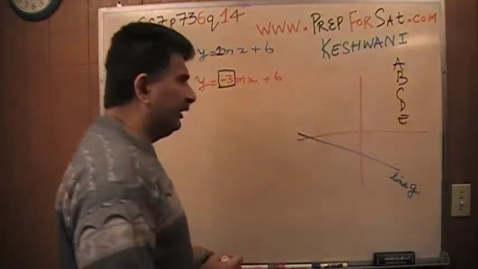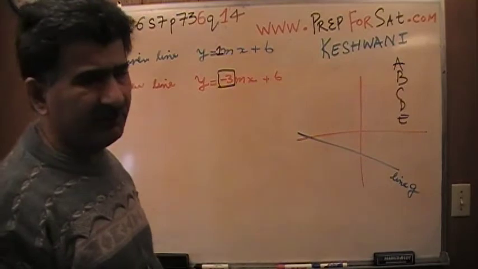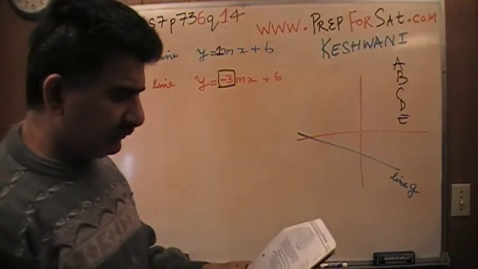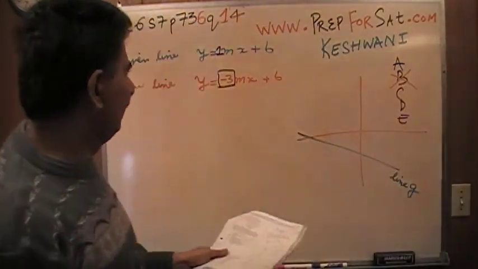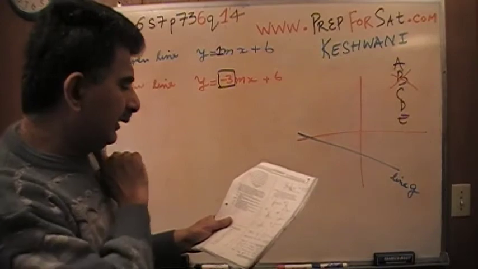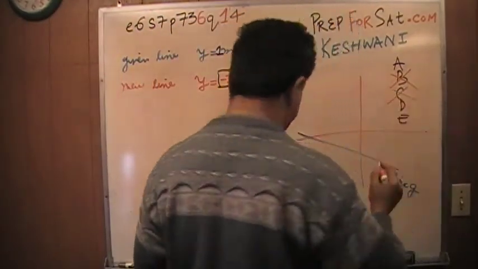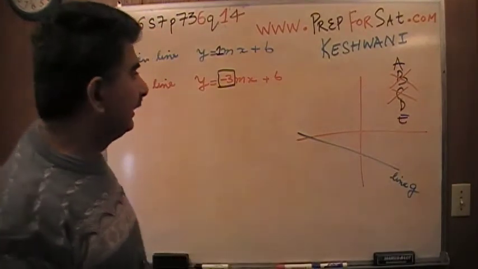Which means, before I do any work, I'm just going to go through the answer choices. Any line that is not positively sloped, I'm just going to get rid of. You can cross out B. It is a negatively sloped line, and we're looking for a positively sloped line. And C is nonsense. The only 3 positively sloped lines are A, D, and E.